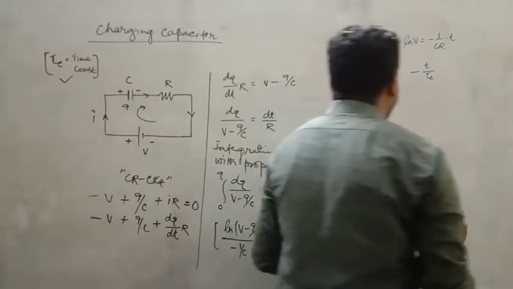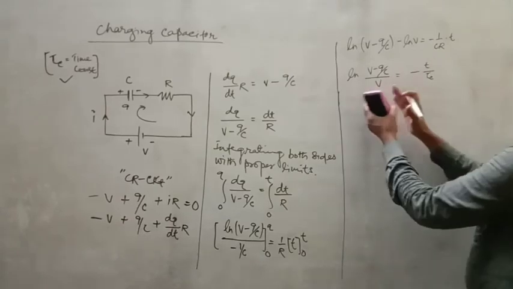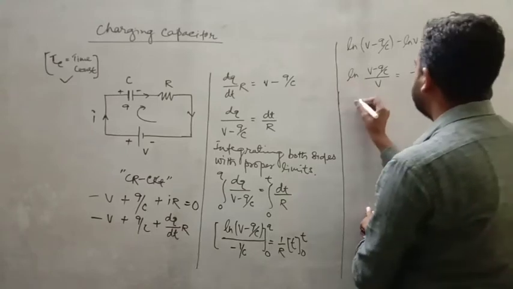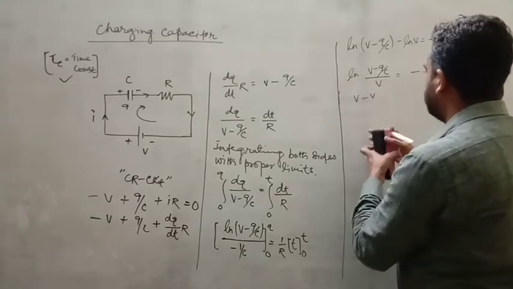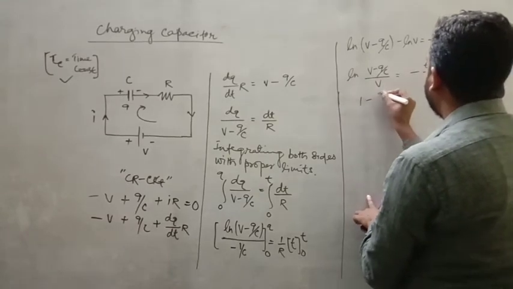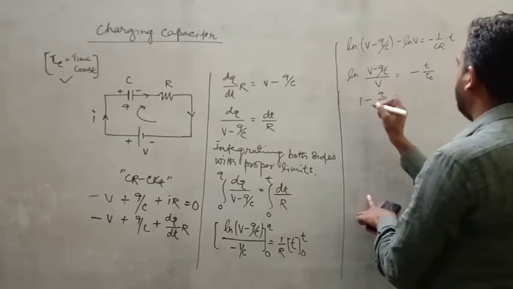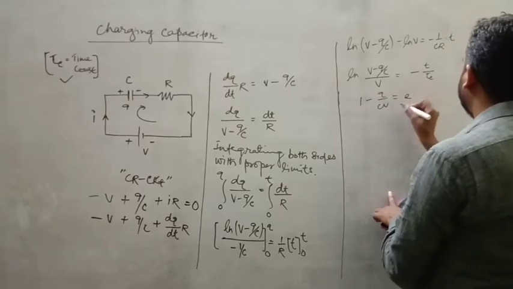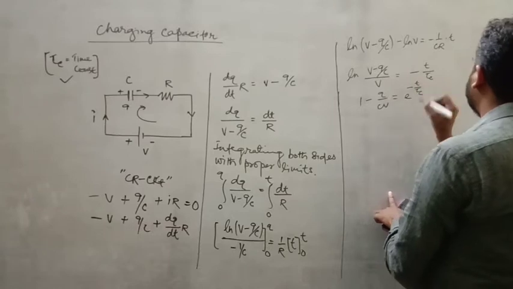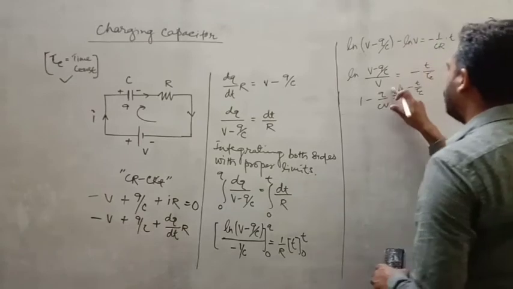Okay, now from here, we have to remove this ln. So wherever you want to remove this ln, what happens? Just resolve this one also. Just divide, so 1 minus q by cv, and I just want to remove this ln. So this one becomes e to the power minus t by tau c, like that. Okay, and you know that q by cv.